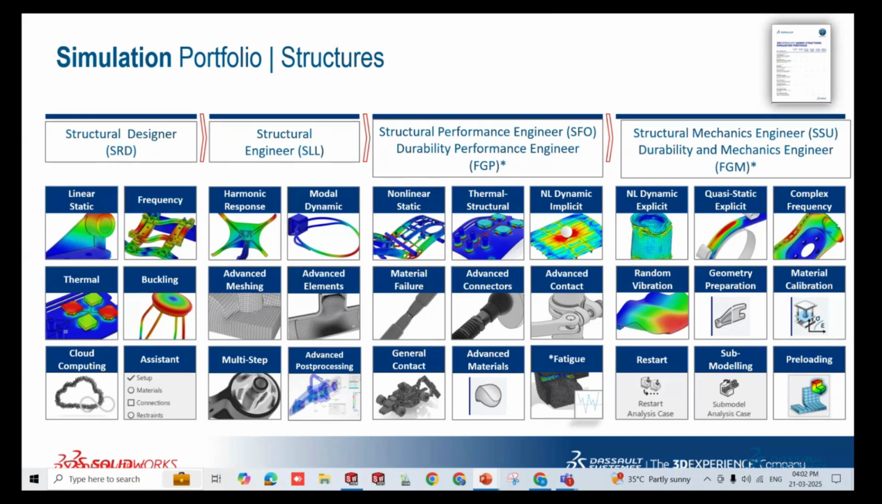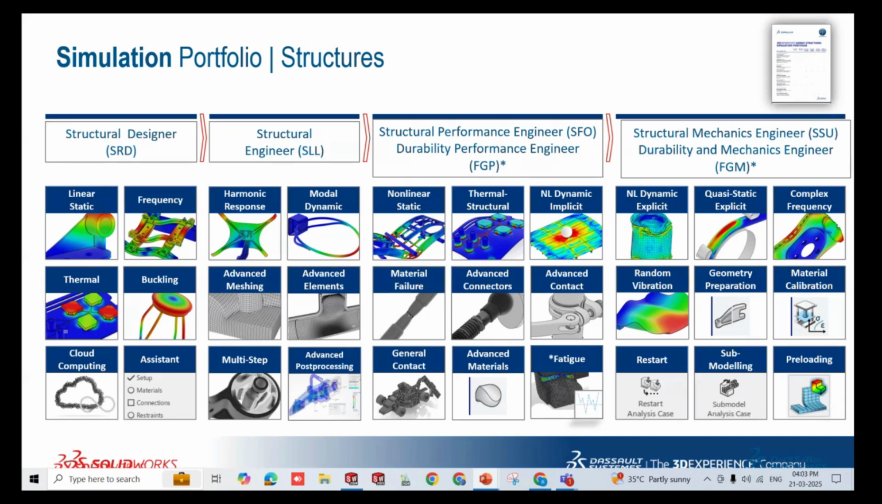Coming to the structures, we have structural designer. In structural designer, we have linear, static, frequency, thermal, and buckling. Structural engineer will have all the capabilities which are present in structural designer, and including that, we have harmonic response, modal dynamics, and advanced meshing features. Structural performance engineer will have all the capabilities of structural engineer, and it will have nonlinear static, thermal structural, dynamic implicit, and advanced connectors and contacts.